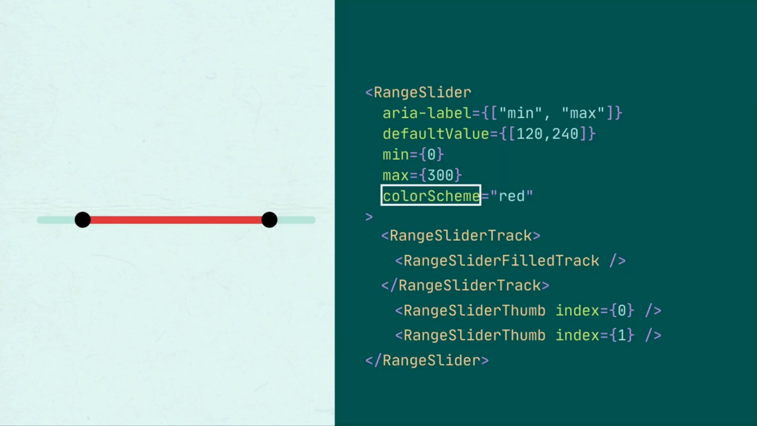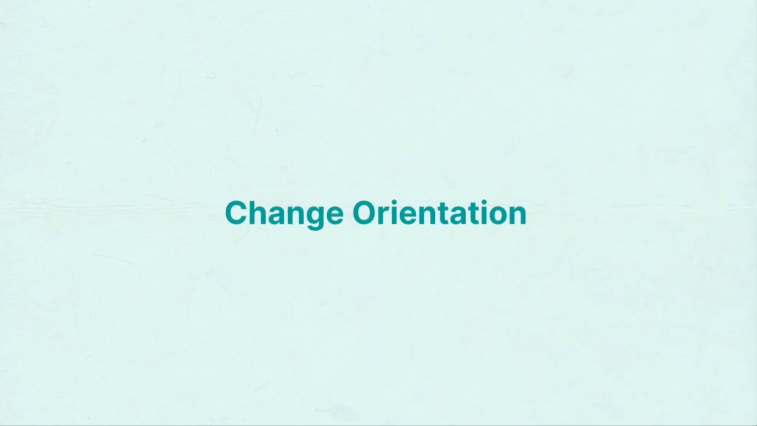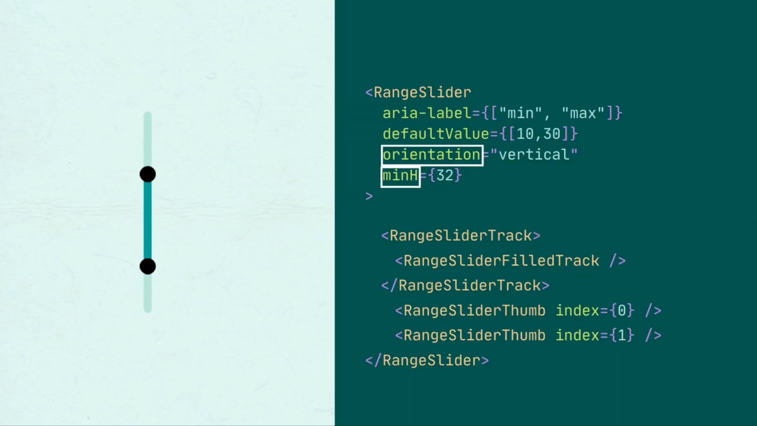If you would like to change the range slider's color, simply pass the colorScheme prop and set it to your desired color token. What if you want the slider in the vertical direction? Set the value of the orientation prop to vertical and don't forget to define the height of your slider.